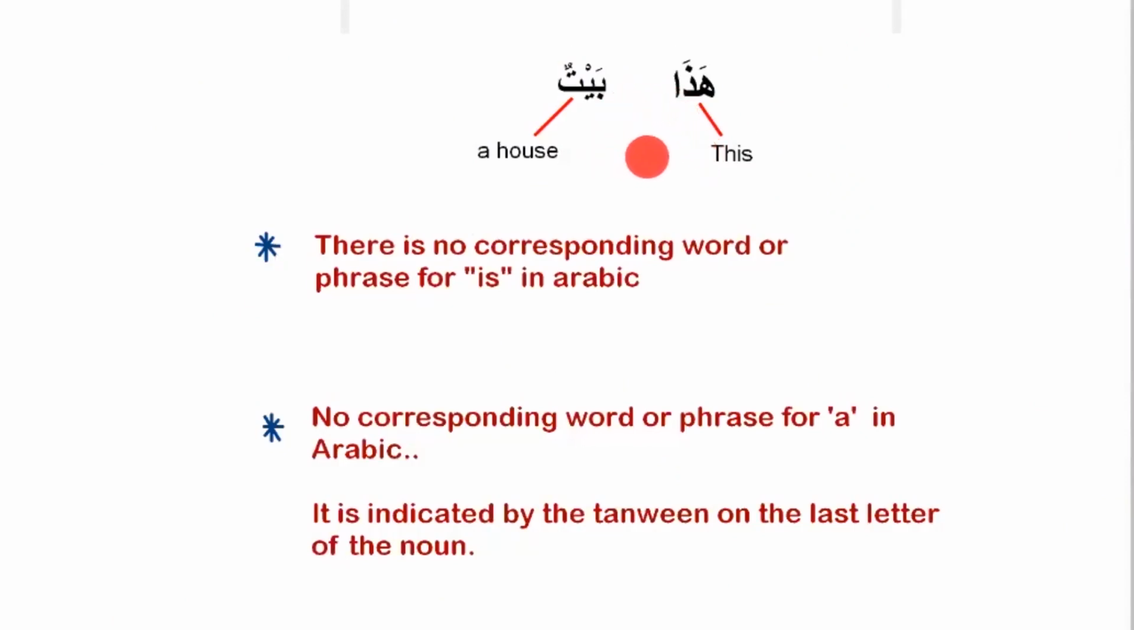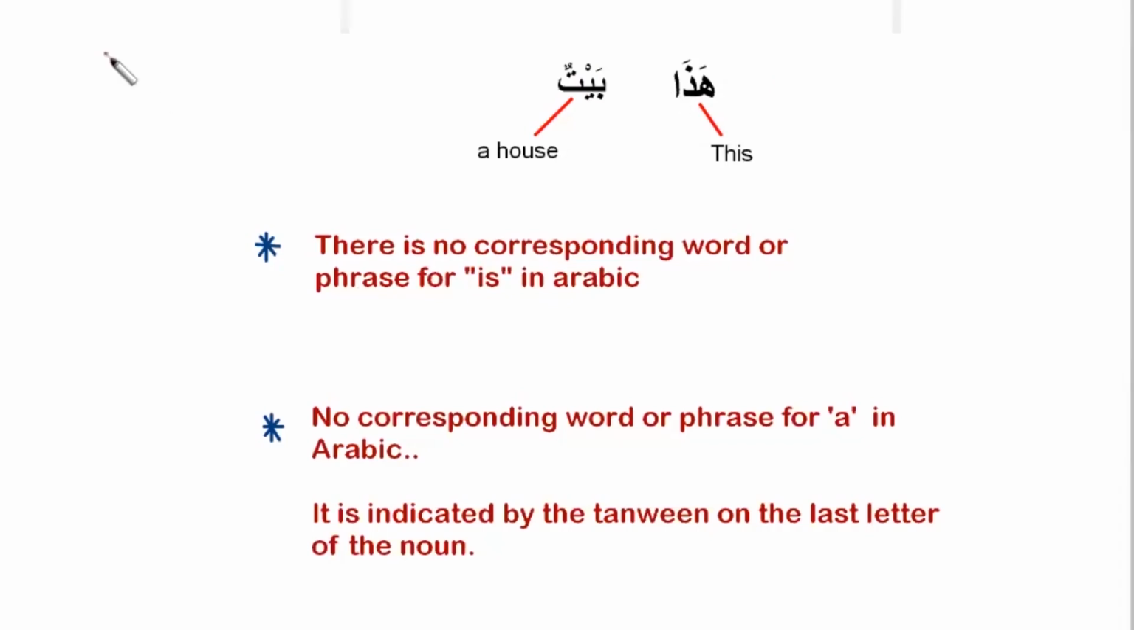Because this haza corresponds to this, baytun corresponds to a house. Now we didn't translate it as this a house. We said this is a house. Now the corresponding word for is, where is it? You can see there is none here. But we said this is a house, this is a pen, from the previous page. That's what we read, right? Okay. Now that is what this point is talking about. There is no corresponding word or phrase for is in the Arabic language.